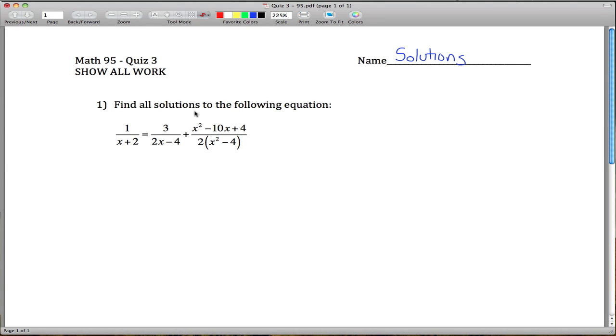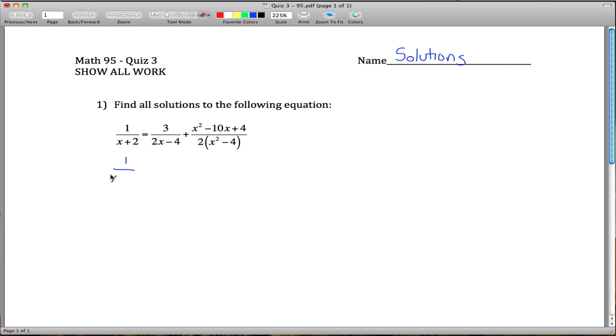Let's see, in the first problem we're asked to find solutions to this equation here. Kind of a mess, but fortunately it looks something like the ones we've been doing this week. Our first step is we want to get rid of all the denominators, that is we want to find the least common denominator and then multiply it by both sides of the equation.